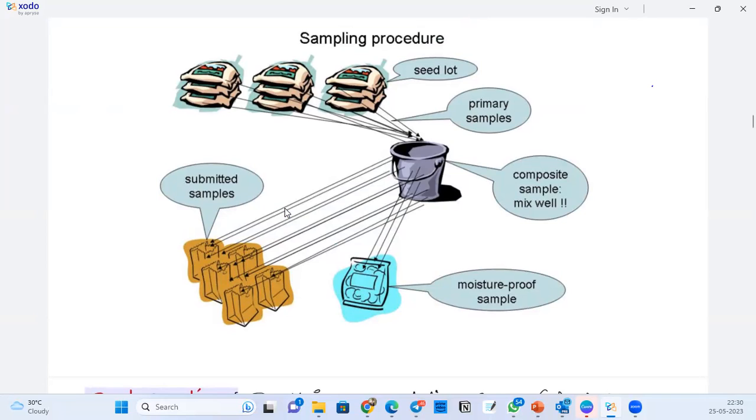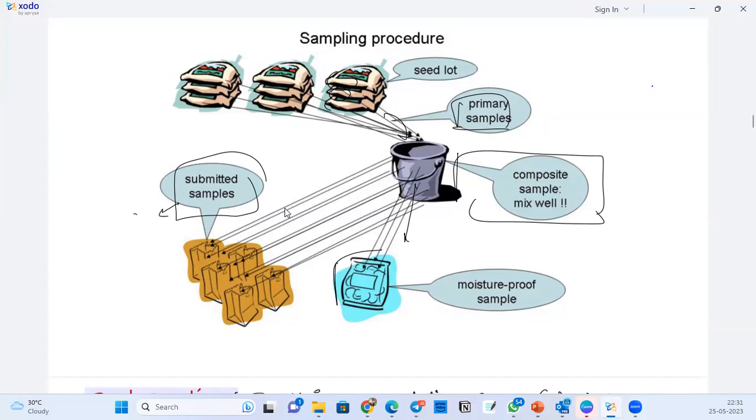The samples which are derived from this seed lot are called primary samples. Once the primary samples are taken at random from the complete seed lot, they are mixed and form a composite sample. From that composite sample, a certain fraction is taken and given as the submitted sample. Once this is given to the seed testing laboratories, based on the number of tests that are required, they will derive the working sample for each test from the submitted sample. So this is how it is done.